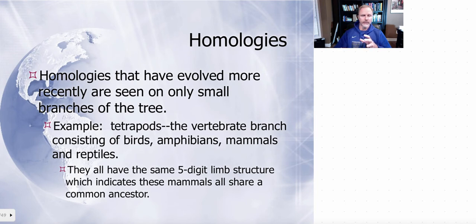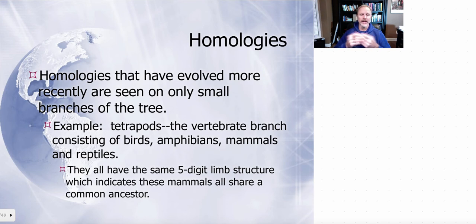Homologies that evolve more recently are only seen in a small branch of the tree. So the more organisms that share them, the further back in time they've evolved, and the more specialized these homologies become, the more recently they've developed.